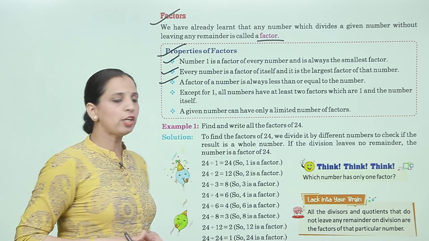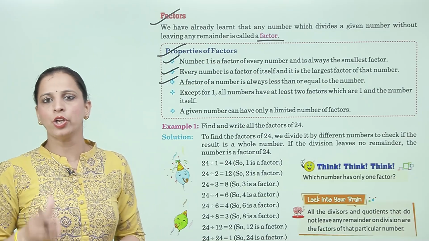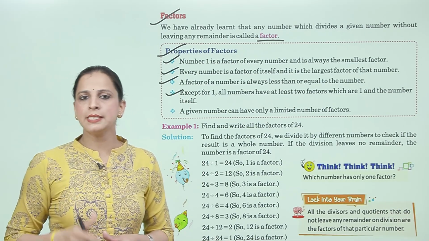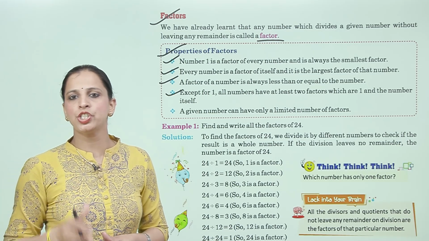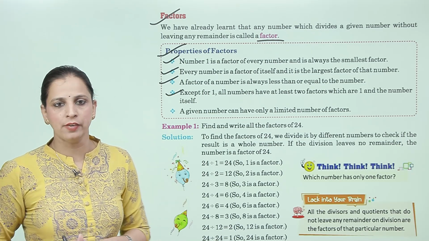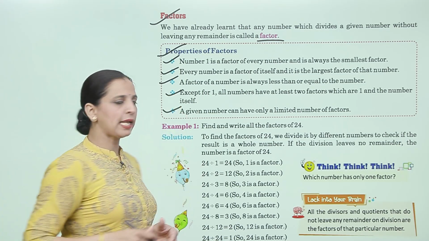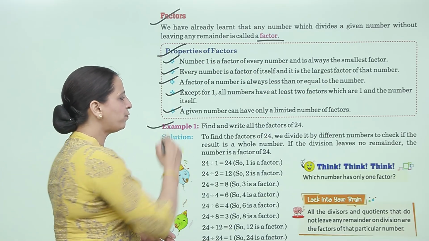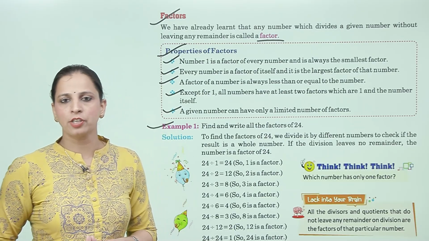Next, a factor of a number is always less than or equal to the number. Next, except for 1, all numbers have at least 2 factors which are 1 and the number itself. Next, a given number can have only a limited number of factors. Now, example 1, find and write all the factors of 24.